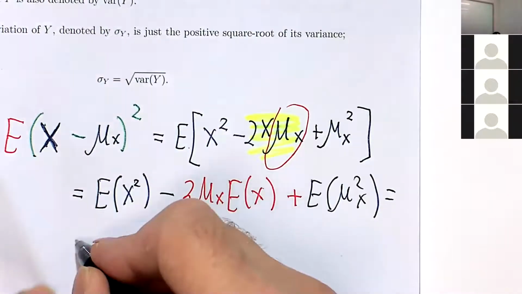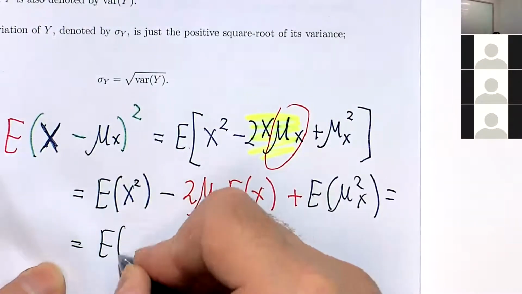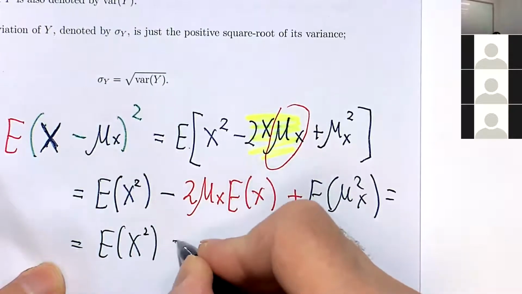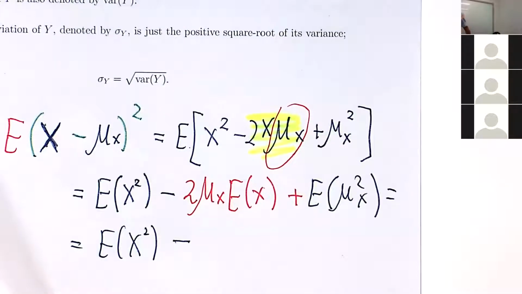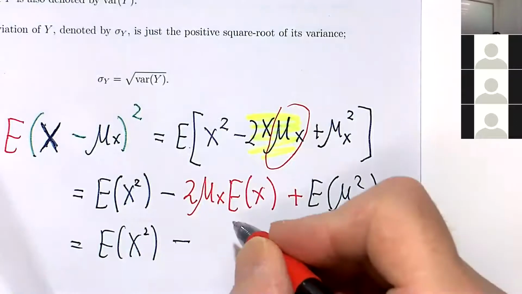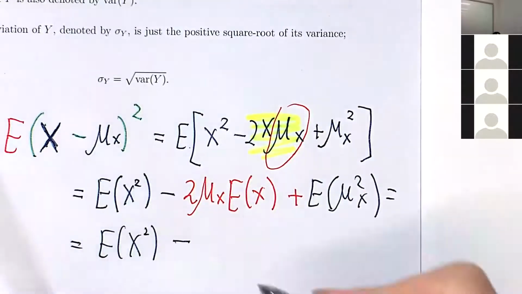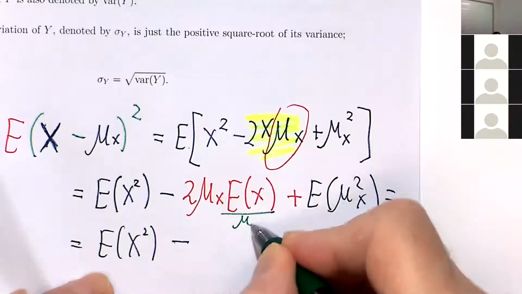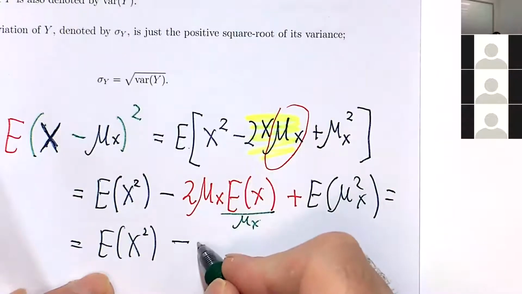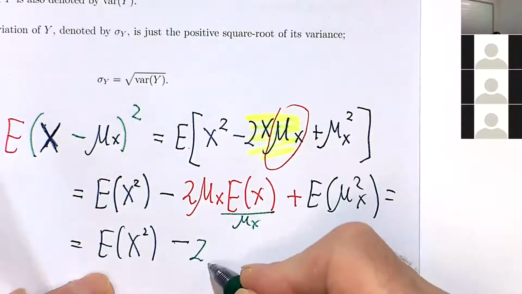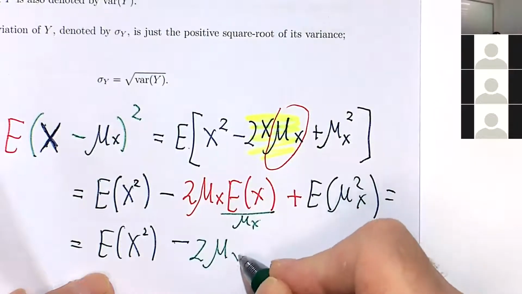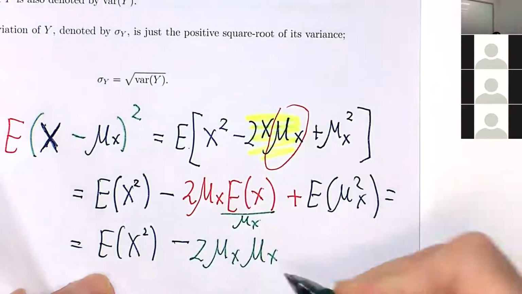This is further equal to expected value of x squared minus, and now what is going to happen with this expression in the middle? 2 mu x, and now we have expected value of x. What is the expected value of x? Expected value of x is nothing else but the mu of x. So this is mu of x. Therefore, this will become 2 mu x times mu x.